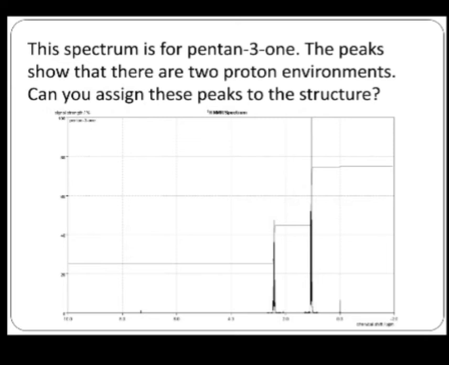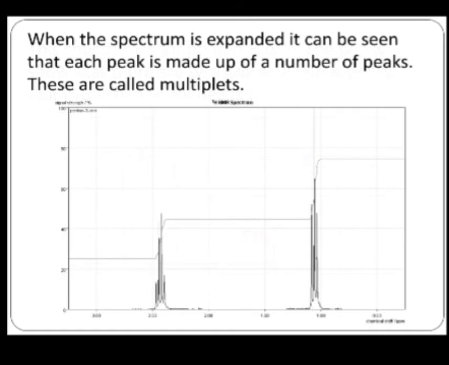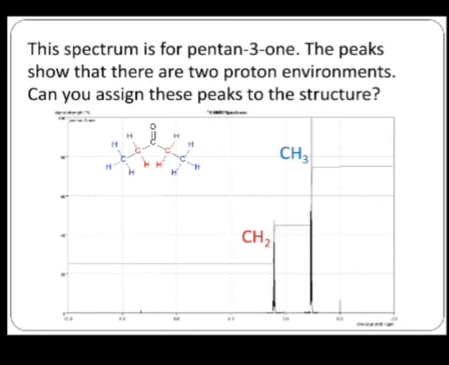The spectrum for pentan-3-one. Okay, it means there are 5 carbons and at the third carbon a C double bond O group. The peak shows that there are two proton environments. Can you assign these peaks to the structure? Yes, this is the structure. Then the CH2 groups are in the same environment. Therefore we will get such a type of peak, and this is attached to the carbonyl group. The carbonyl group is an electron withdrawing group, and therefore it shows downfield, and the methyl group is like this.